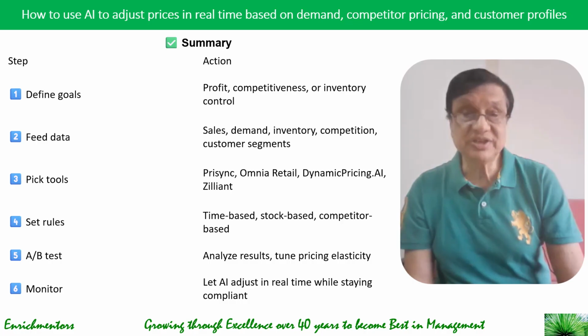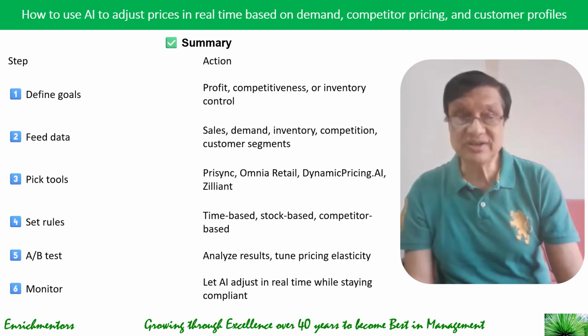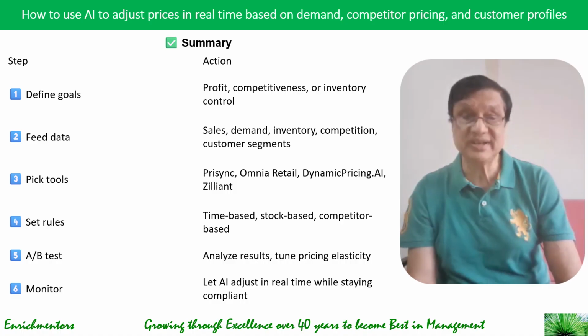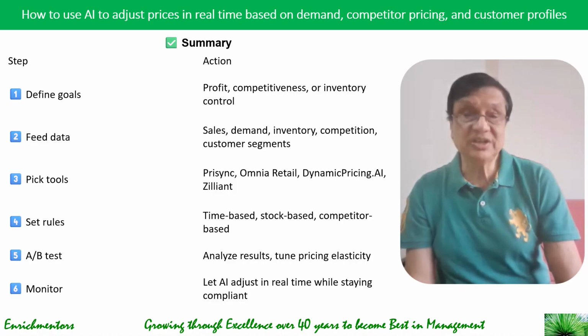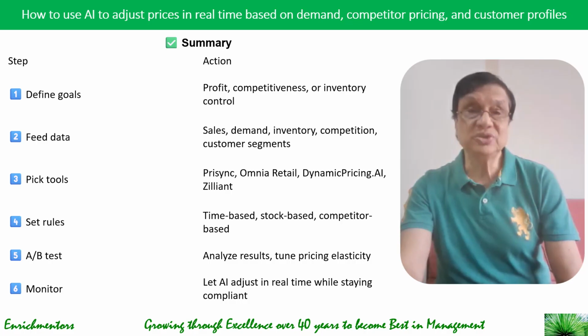Then you need to set rules. They could be time-based, stock-based, or competitor-based. Then you A/B test and do simulations, where you analyze results and tune pricing elasticity. And finally, you monitor and let AI adjust in real time while staying compliant. That's very critical. You don't want to take a pricing decision which is non-compliant, right? So that's how you can use AI to adjust prices in real time.